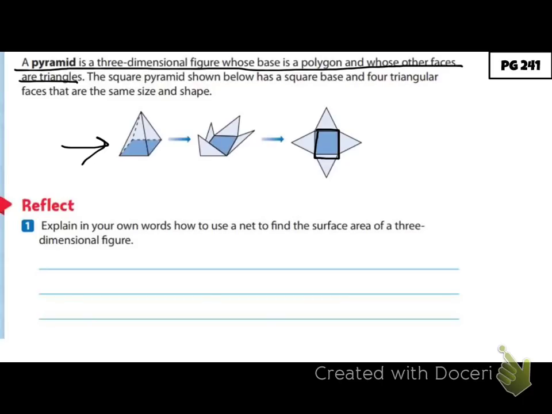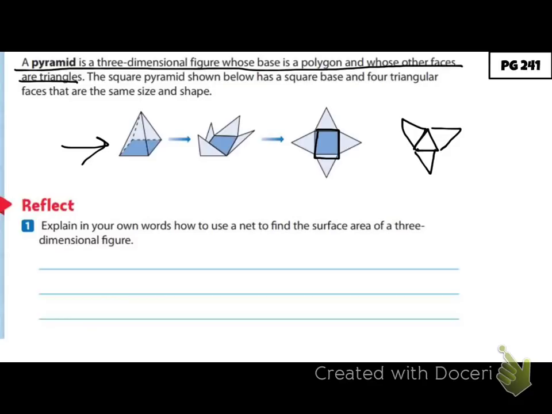They also have triangular pyramids, which is the same thing, only it has a triangle for the base, and then the sides would come out like this. Both of them are pyramids, but the base has a different shape.